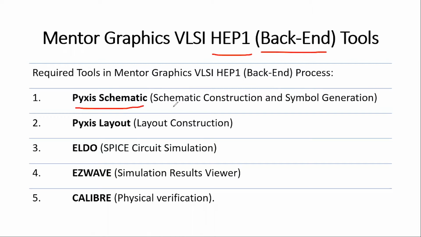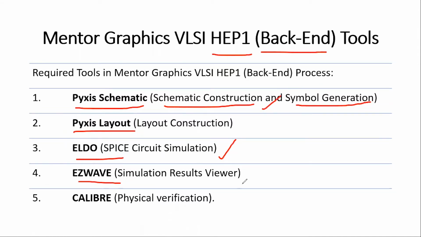By using the schematic tool, we are constructing the schematics and we are generating the symbols. Second one, Pixis layout tools. This is the tool we are using for constructing the layout diagrams of different types of logical functions by using CMOS logic. Next, third one, ELDO tool. This ELDO tool is a SPICE circuit simulation tool. We are using it for simulating the schematic diagram which we have drawn by using Pixis schematic tool, right?